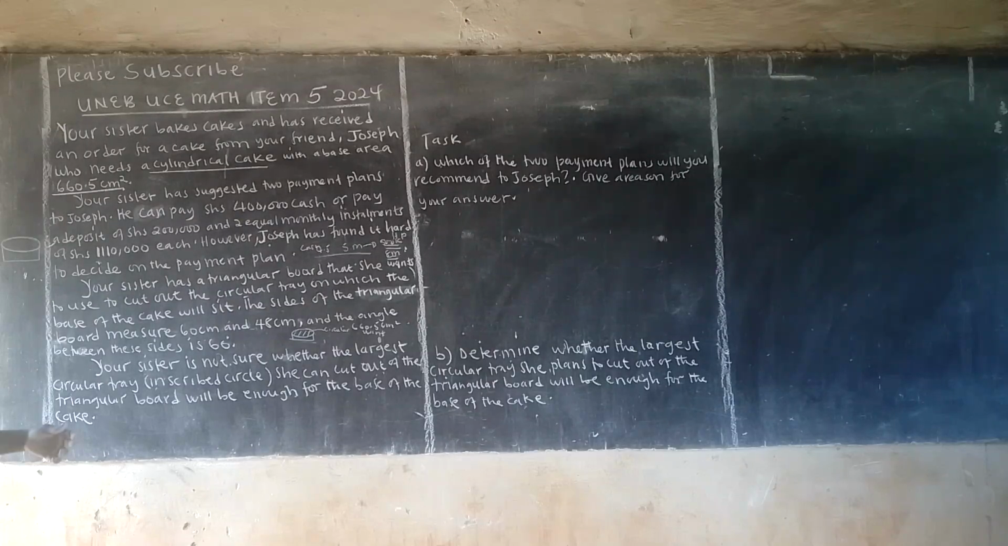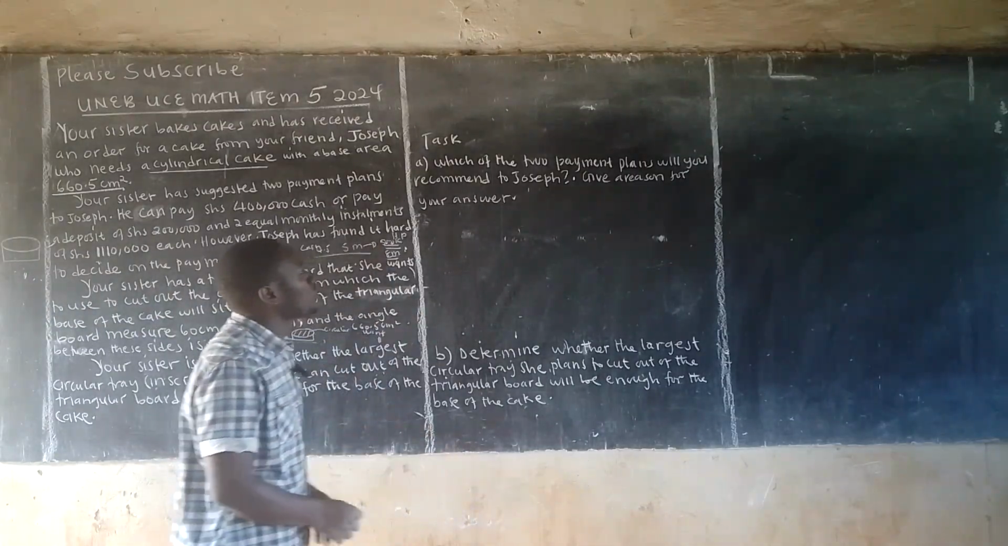All right, good. They're saying your sister is not sure whether the largest circular tray, in brackets the inscribed circle, take note of that word, if you covered construction you already know what it means, that she can cut out of the triangular board will be enough for the base of the cake.